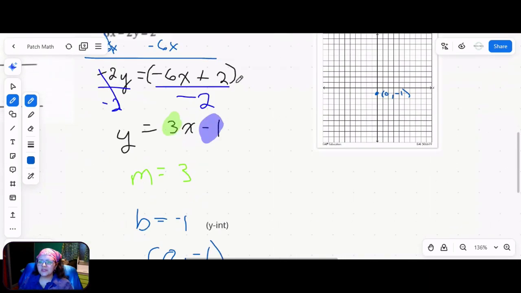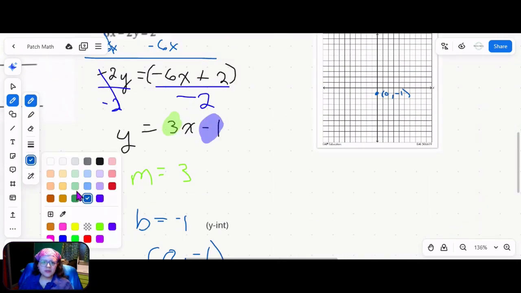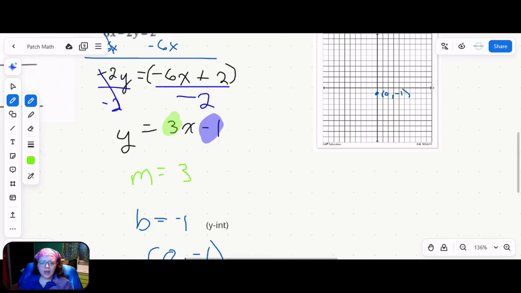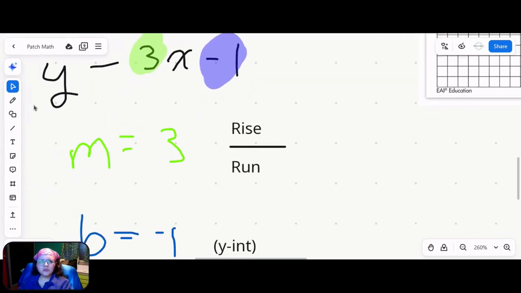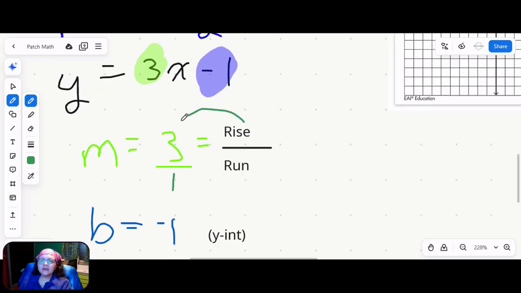From there, we can use our slope to generate the rest. Slope is defined as rise over run. In this case, you'll notice we just have rise. There is an invisible run. In mathematics, we have these things called invisible ones, and we use them for certain situations. Here we have an invisible 1 under that 3, because 3 divided by 1 is still 3. So our rise is positive 3.